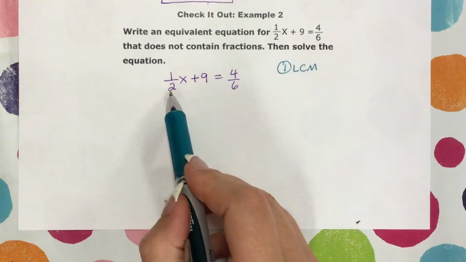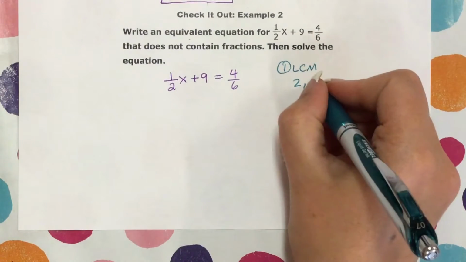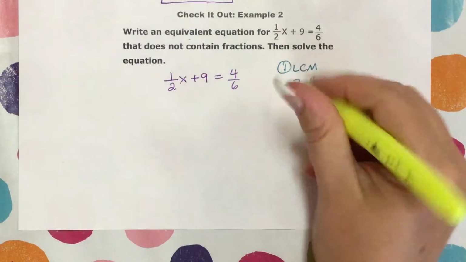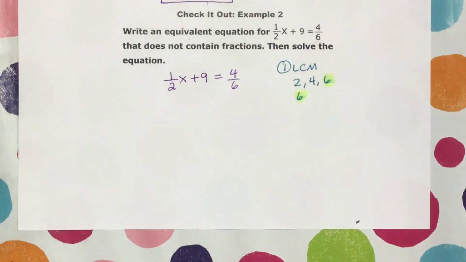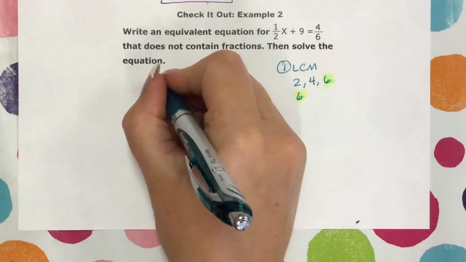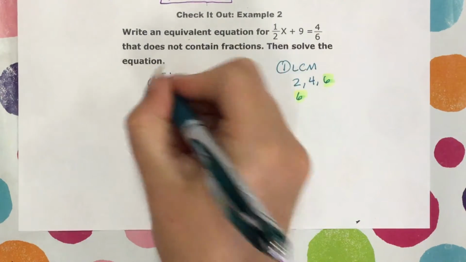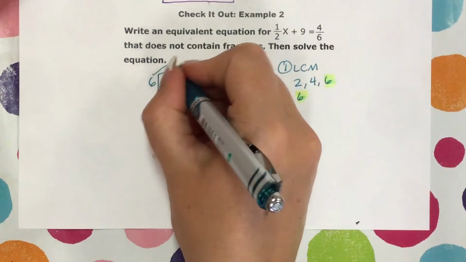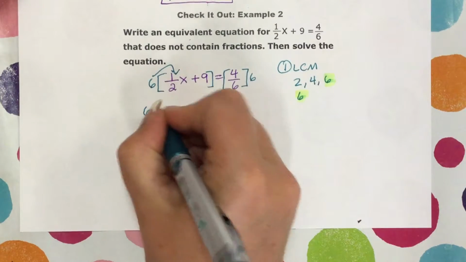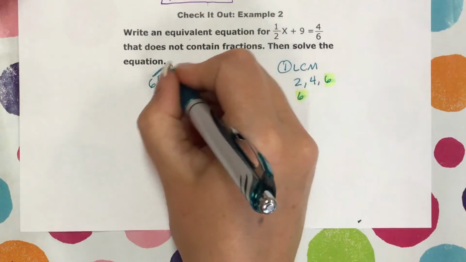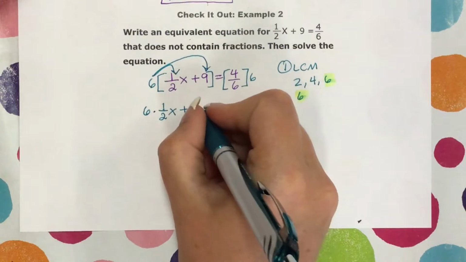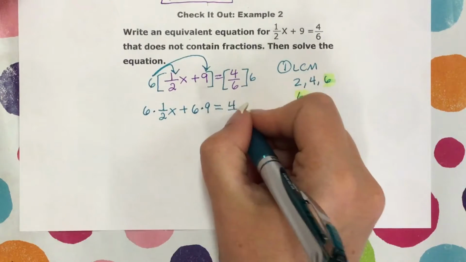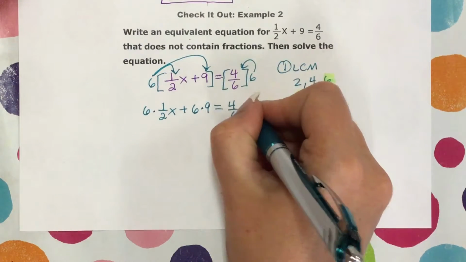So the first thing I need to do is figure out, what is the LCM, the least common multiple between 2 and 6? If I count by 2s, 2, 4, 6, well, hey, there's 6 right there. So 6 is going to be the least common multiple, which means I'm going to multiply both sides of the equation by 6. So I'm going to go 6 times 1/2 x, and then 6 times 9, so plus 6 times 9 equals 6 times 4/6.